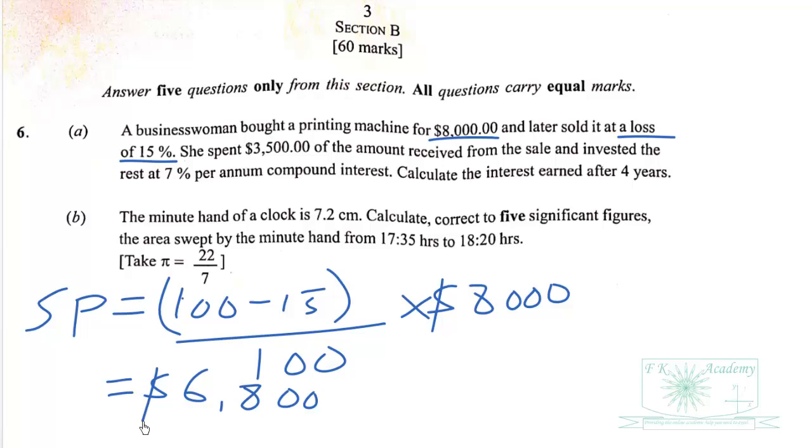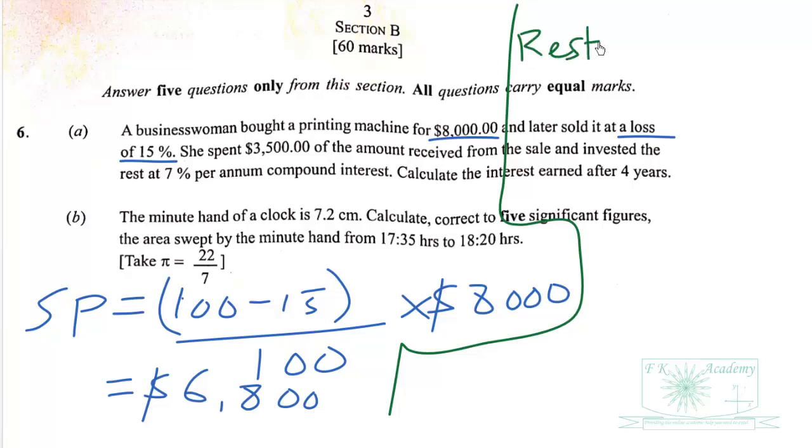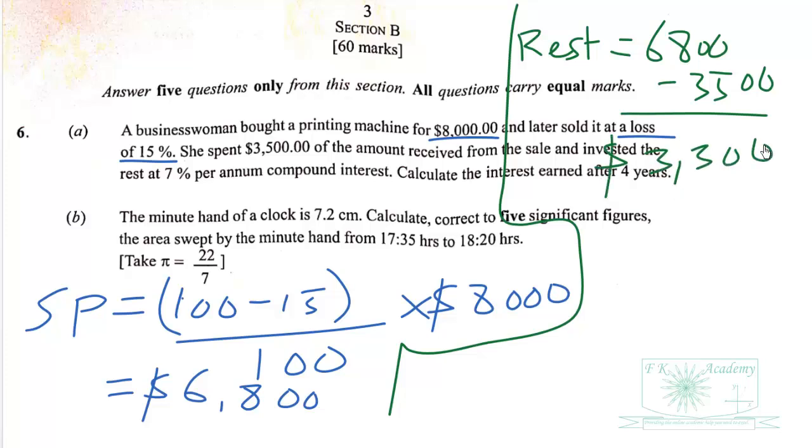And we're told that she invested the rest of the money. So how much is that? The rest of the money will be equal to 8,000, 6,800 rather, minus 3,500. And the result is $3,300. So this is the amount she invested into the compound interest for 4 years at 7% per annum compound interest.